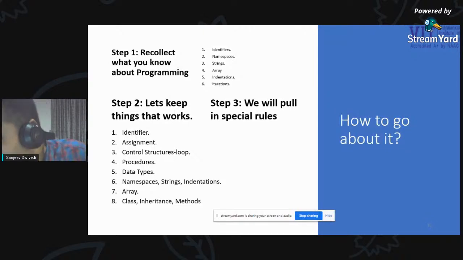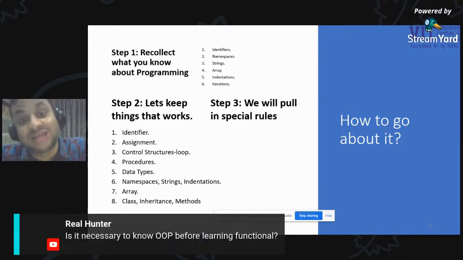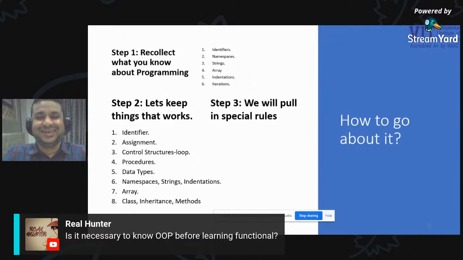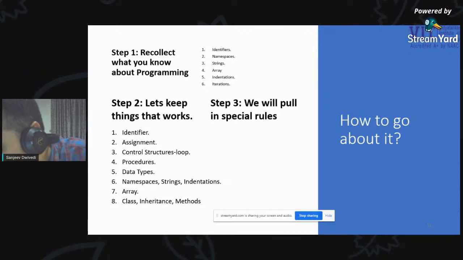Okay, is it necessary to know OOP without learning functional? नहीं बेटा, in fact नहीं आता है ना OOP तो ज्यादा अच्छा है. You know what? जैसा मैंने कहा कि hope functional programming is your first love, so you love it more. Okay, thank you, Gravit. We will also love to have some more sessions. Okay, fine. So we'll come back to this.